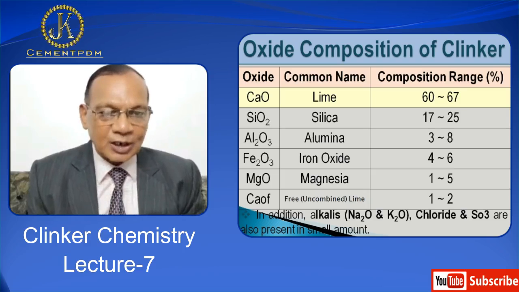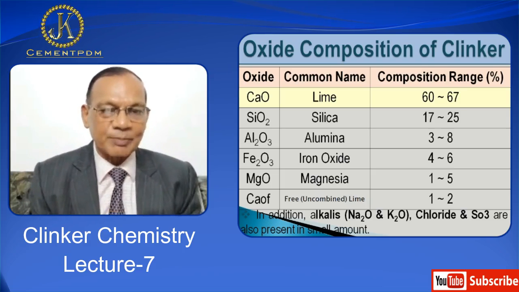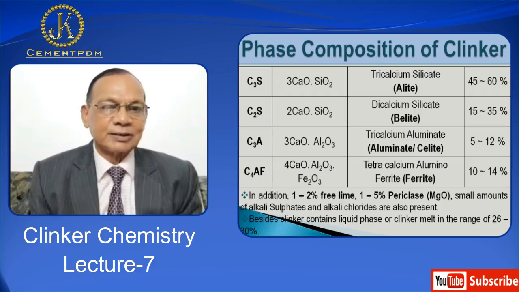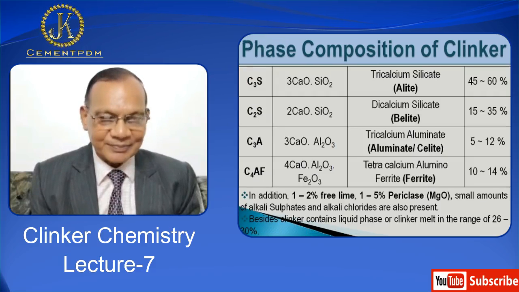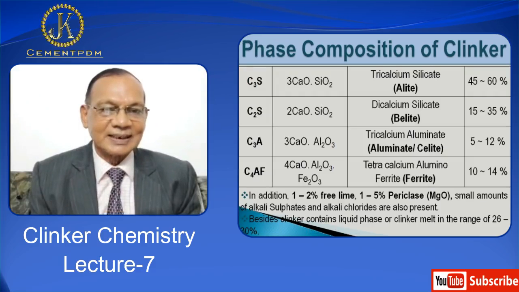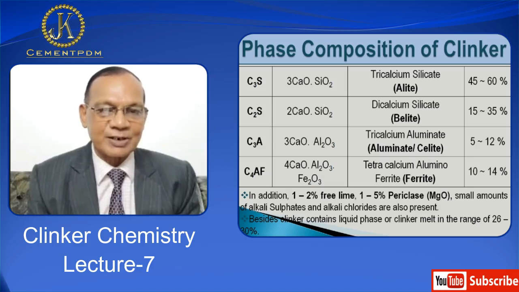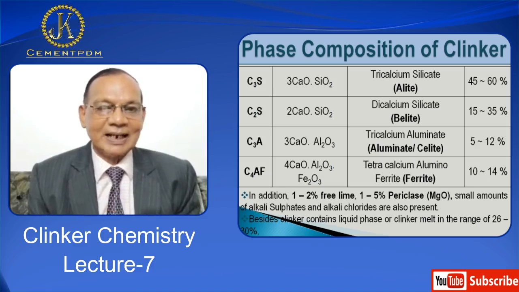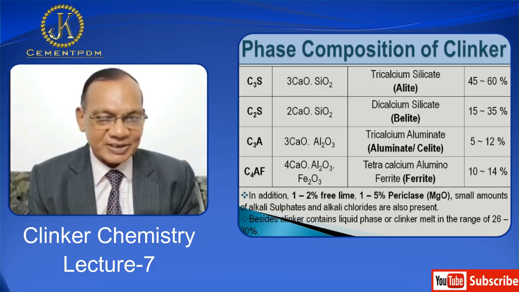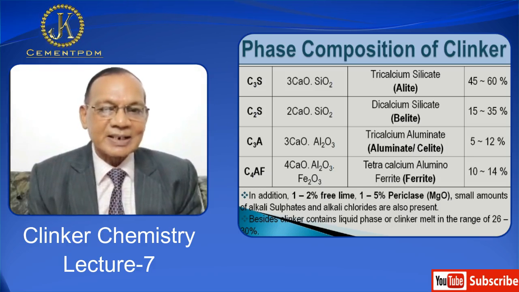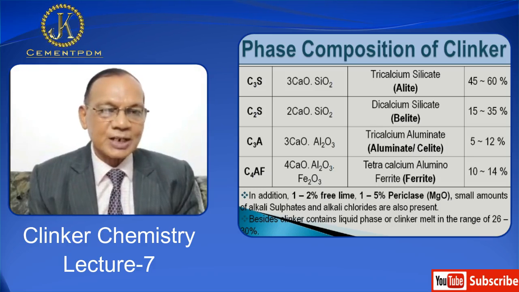Now I would like to talk about the phase composition or compound composition of clinker. The four main compounds of clinker are C3S, that is the shorthand notation, and the full form is 3CaO.SiO2, that is tricalcium silicate. In industrial clinker we refer to it as alite, and it is 45 to 60%. Second mineral is C2S, that is 2CaO.SiO2, dicalcium silicate, or belite, that is 15 to 35%.